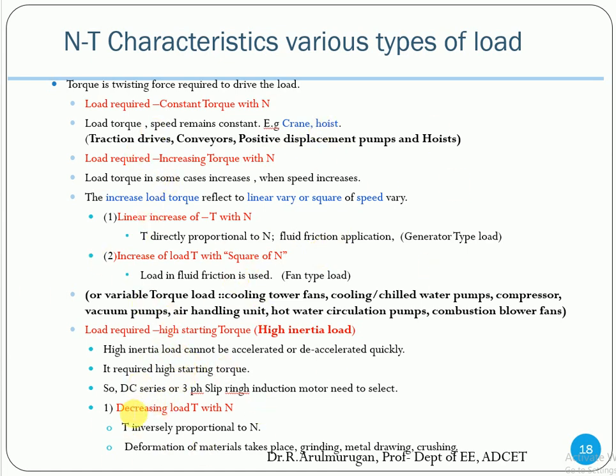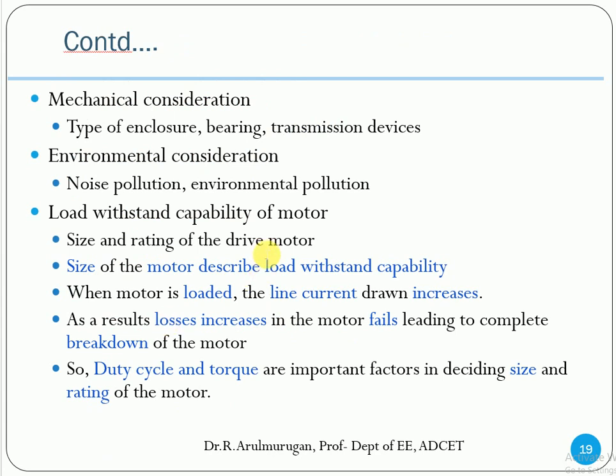Suppose I am using a high inertia load. High inertia load means you will select variable speed type motors, where torque is inversely proportional to the speed n. For the type of motor, for example, the AC series motor, or if you are going to use it, you will select the slip ring induction motor for AC. And there are some more general points for the choice of drive systems.